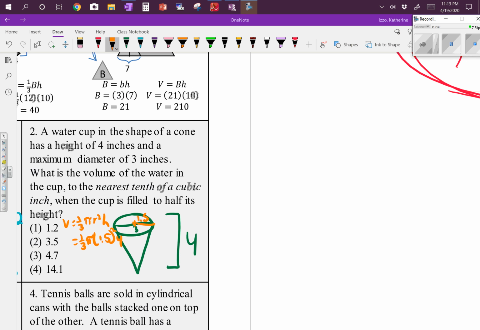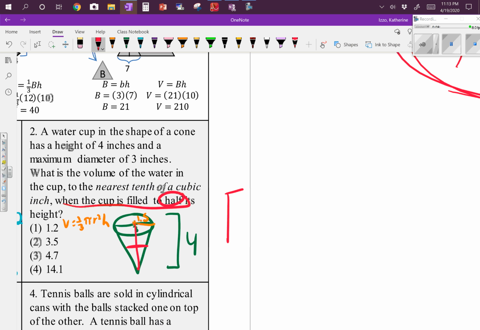Now, we would do that and we would be fine. Unfortunately, we would be wrong. Yeah, as Squirrel said, this is not correct. She tried to warn me and I said, you gotta calm down. This is when the cup is filled to half of its height. So half of its height means we're going to be down here.